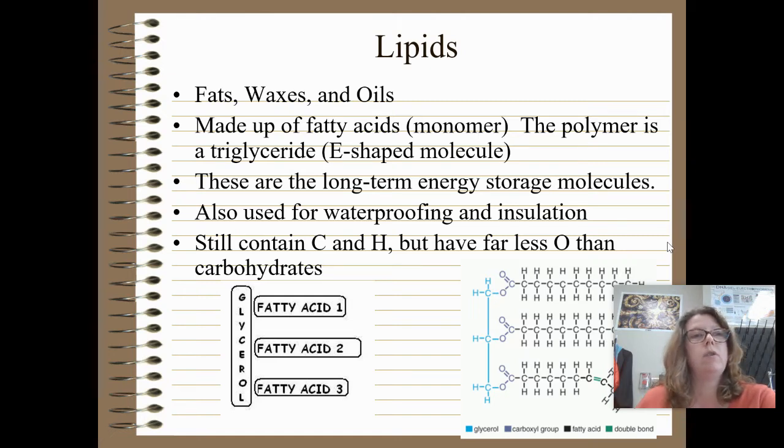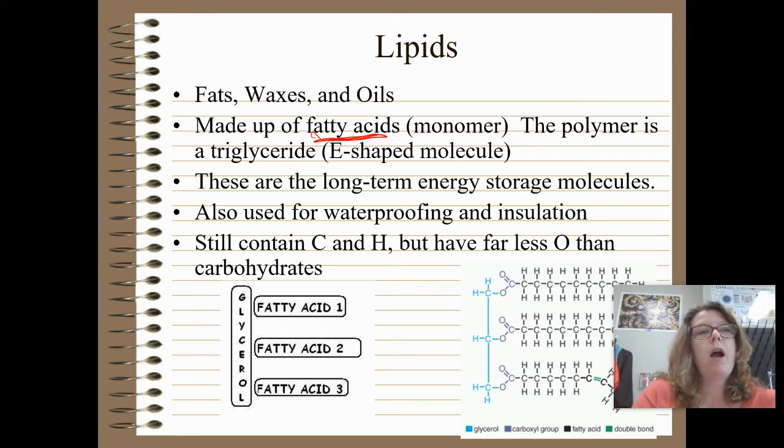The only difference between fats and oils is whether they're solid at room temperature, and we'll get into that in an activity in class. But the structural monomer here is the fatty acid. The typical polymer is actually called a triglyceride. Now, there are other kinds of lipids out there that aren't put together this way, but for EOC purposes, this is what you need to know.